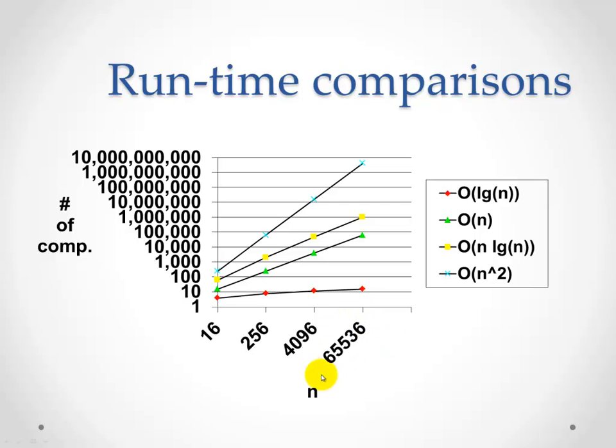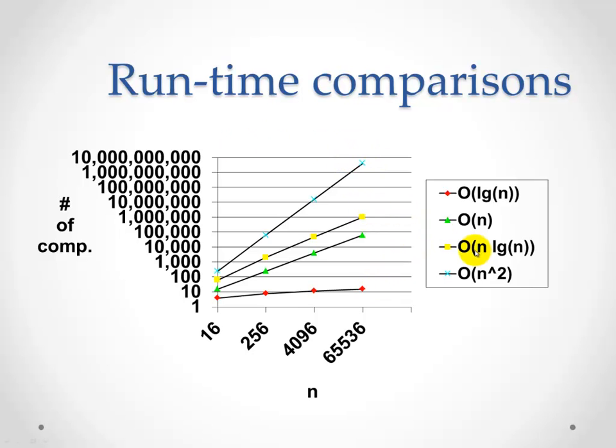If we bump this out to 65,000 elements, well, if it's an order log n, we have to visit 16 elements, or do 16 comparisons if we're doing a search. If it's order n, of course, we're going to have to visit all 65,000. If it's order n log n, we're going to have to visit a little over 1 million. And then if it's order n squared, it ends up being about 4 billion comparisons.